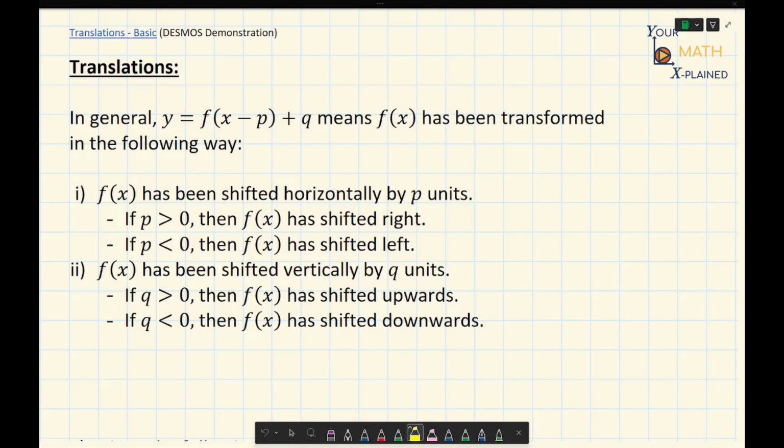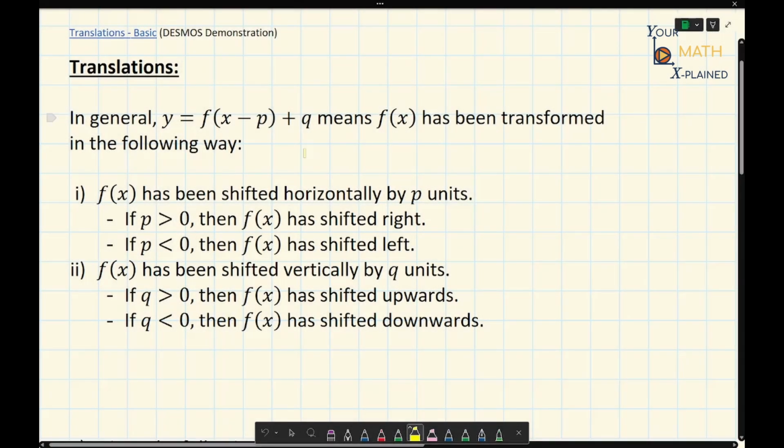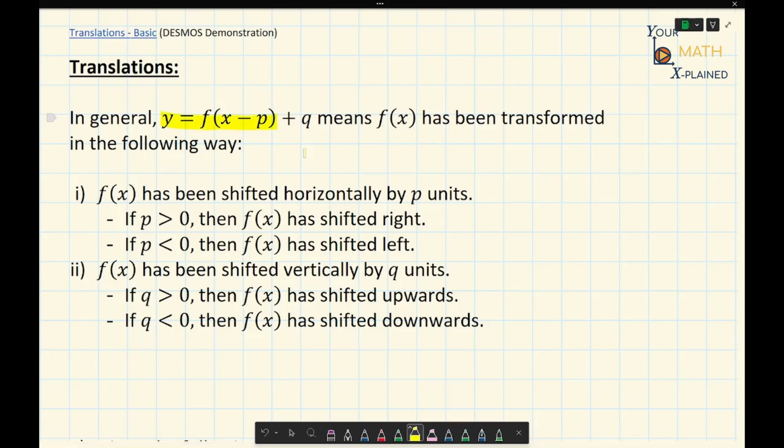So let's go ahead and generalize this. If we have y is equal to f of x minus p plus q, what that means is our function f of x has been transformed in the following way. So first, f of x has been shifted horizontally by p units. Next, f of x has been shifted vertically by q units.